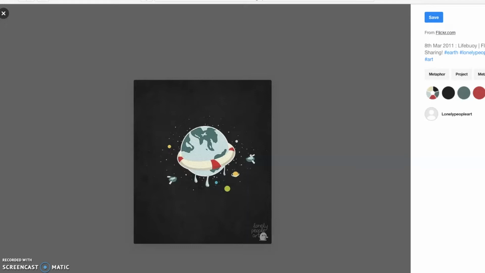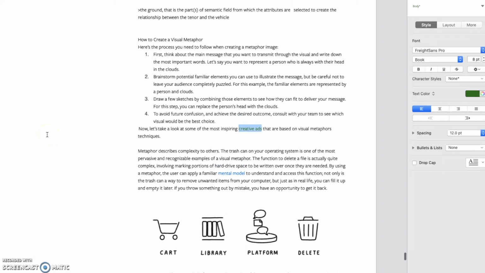So to create a visual metaphor, first of all, let's look at what we have on screen right now. This is showing the planet, but also showing the planet as if it needs help, right? The planet is being described as having a life preserver on, and that's a way to create a common message. To create a visual metaphor, you can start by making a list of attributes.